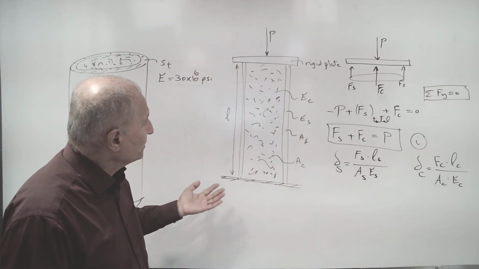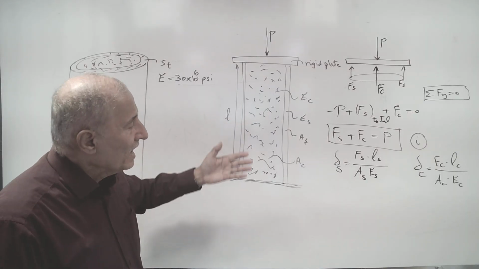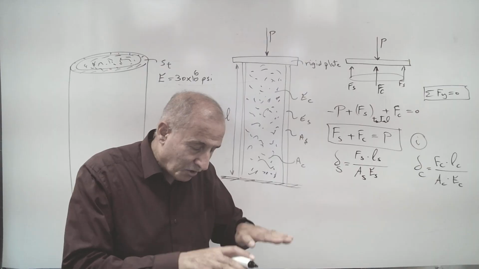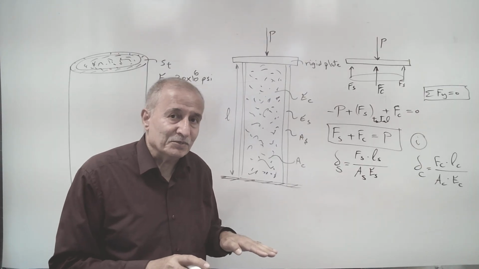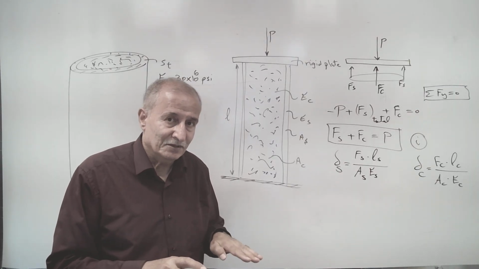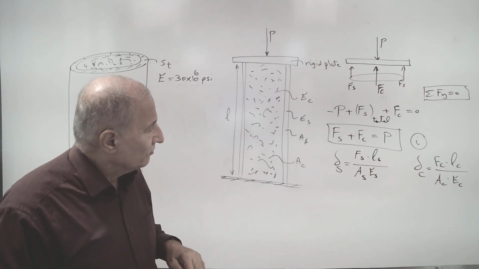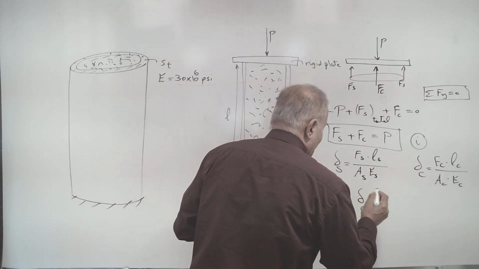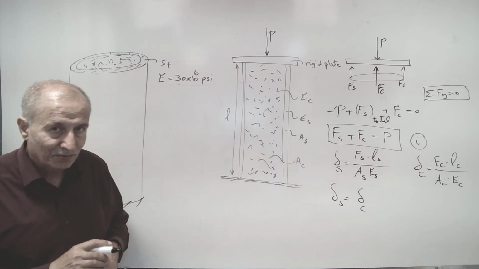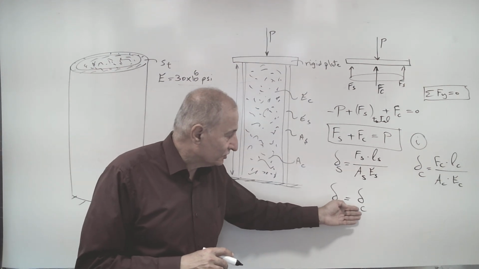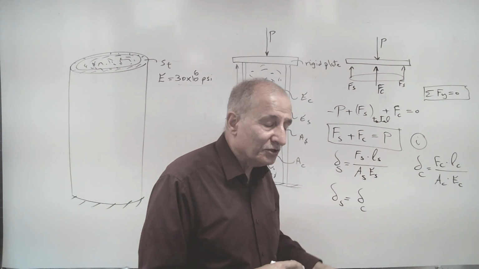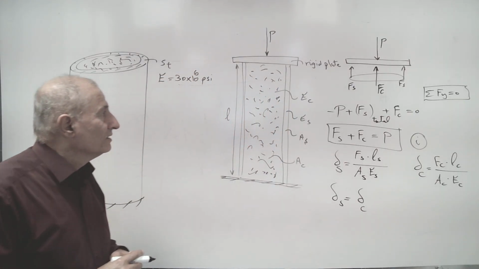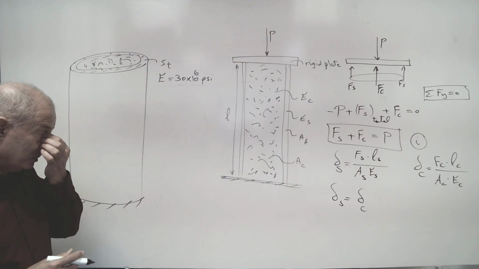Geometric compatibility says that these two materials have the same deformation because they come down together. They cannot be separated from each other. What does it mean? It means that delta steel is equal to delta concrete. That's the third step. Geometric compatibility means the deformation in both are the same.